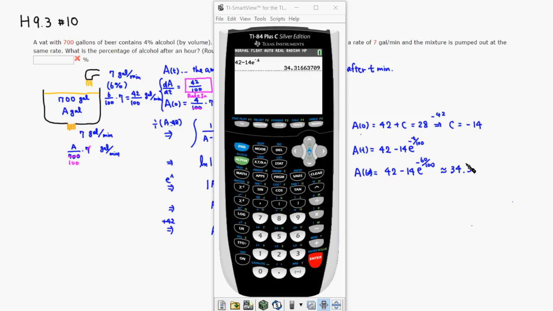This is the amount of alcohol in gallons, and we want the percentage, so we divide this answer by 700 gallons. 34.3 divided by 700 gallons comes out to about 0.049, which is 4.9%. Let's type this in.